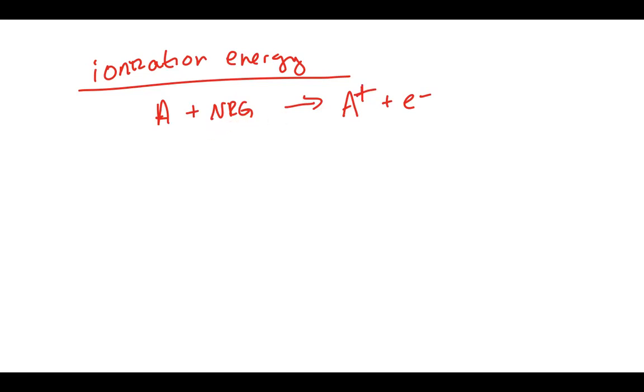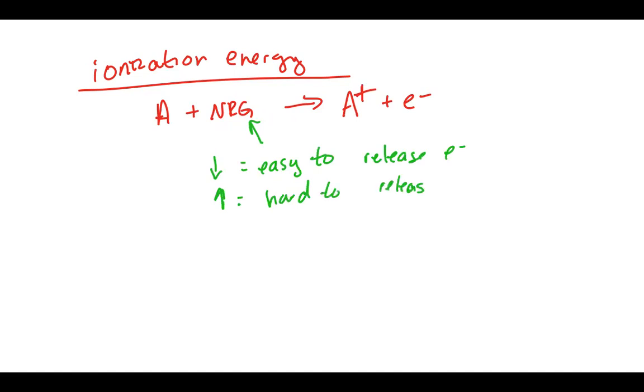Okay, just to be clear. This is an indication of how difficult it is for an atom to release an electron. If this energy is low, then it's easy to release an electron. If it's high, it's hard. Oof, I can tell it's a Monday morning.